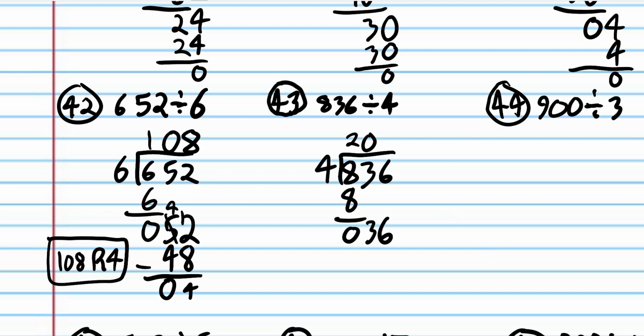Now, 4 goes into 36. I know my multiplication facts, so I know it goes in exactly 9 times. 4 times 9 is 36. 36 minus 36 is 0. And there are no more numbers here. So we know that we're done. The answer is 209.